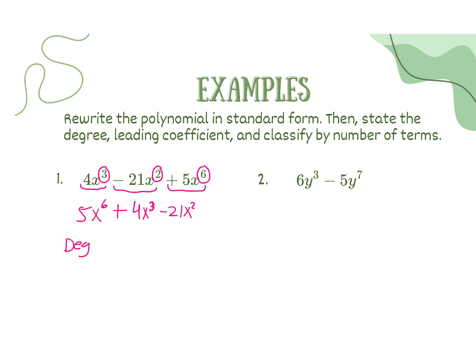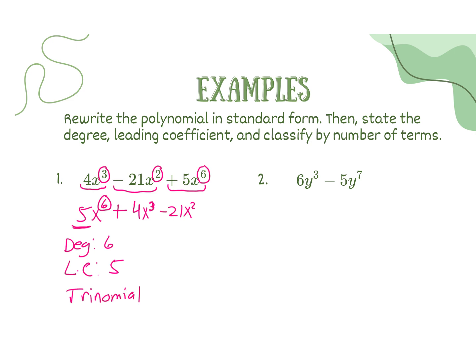Our degree is the highest exponent. Our highest exponent is 6. Our leading coefficient, we've talked about coefficients. The leading coefficient is just the one in front of the variable with the highest exponent. So in this case, it's going to be 5, and this is a trinomial.